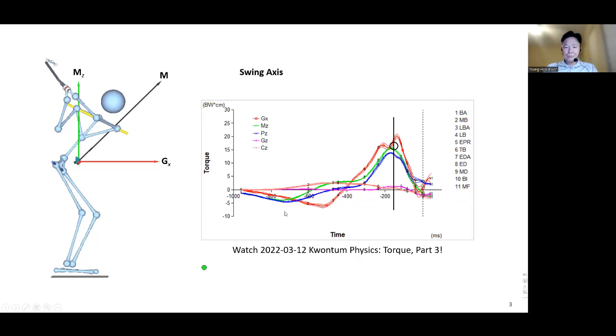But the purpose of this slide is not to explain these, but rather to direct your attention to this graph. We have the time axis here, and then different torques generated during the swing. On the right here, you will see these numbers and also these abbreviations or acronyms, BA, MB, LBA, LB, and so on to MF. These are actually the important swing events. So I have all these numbers marked here. Today, I will explain what these are all about, and also some additional important events.